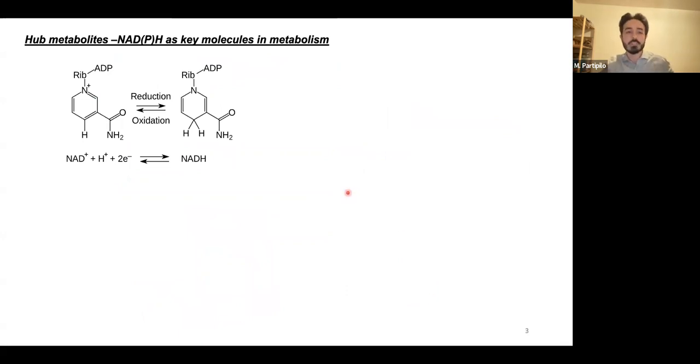Now, when we are talking about redox reactions, we are mostly talking about specific molecules. These molecules are nicotinamide adenine dinucleotide cofactors such as NAD and its reduced form, NADH, but also the molecule called NADP and its reduced form, NADPH, which are fundamental for transferring electrons from reduced metabolites to oxidized ones within the metabolic framework.